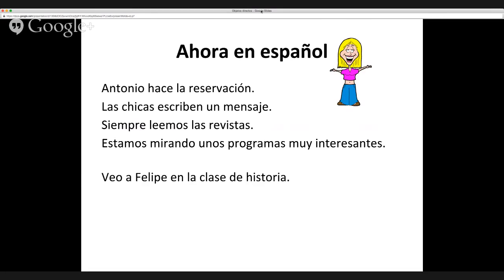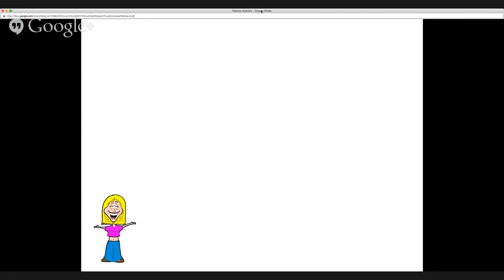They are getting verbed. And finally, veo a Felipe en la clase de historia. Who or what is getting verbed here? The thing getting verbed or seen is Felipe. You notice in the sentence that we have the word a in front of Felipe, because Felipe is a person. He's a living being. And that's a grammatical phenomenon in Spanish that we call personal a. And that a just helps to clarify for us that Felipe is a living being. Felipe is the direct object in the sentence.